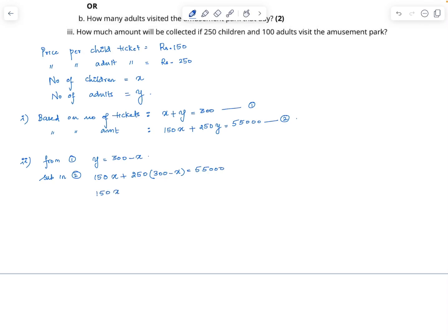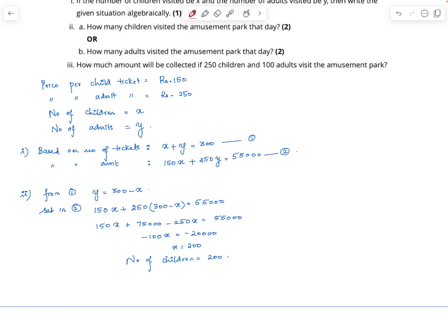150x plus 75,000 minus 250x is equal to 55,000. Minus 100x is equal to minus 20,000. x is equal to 200. That is, the number of children who visited the park is equal to 200.